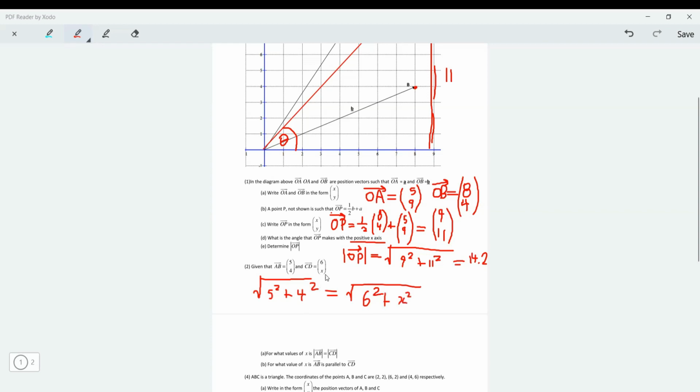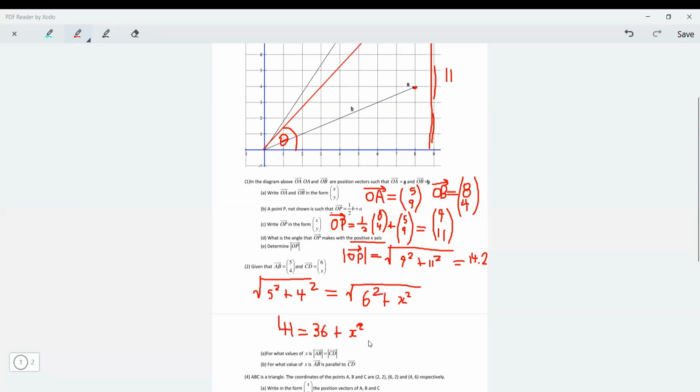So if we square both sides to get rid of the square root, 5 squared is 25. Just to be safe, I'm actually going to put it in a calculator. 5 squared plus 4 squared, that is 41. So that would mean that 41 is equal to 6 squared, which is 36, plus x squared. And you might say, but sir, what happened to the square root? What we do is square both sides to throw away the square root. We squared both sides. You can do that.